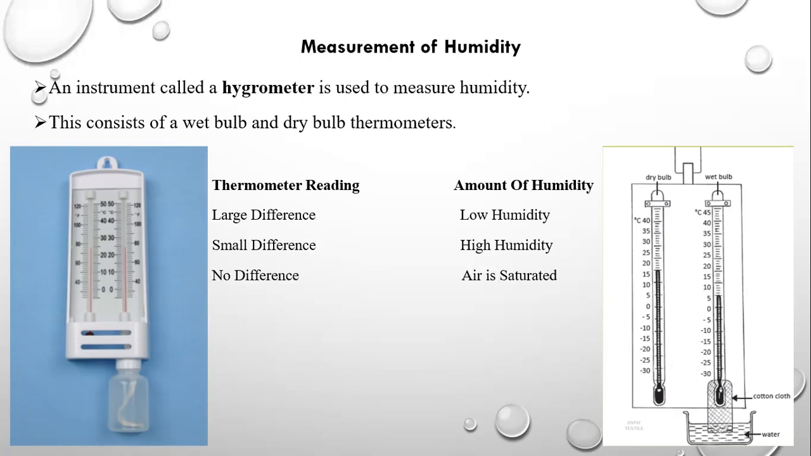Now, when there's no difference at all, when the wet bulb temperature reading is the same as that of the dry bulb, it means air is saturated and the humidity is very, very high, and it has reached 100%.